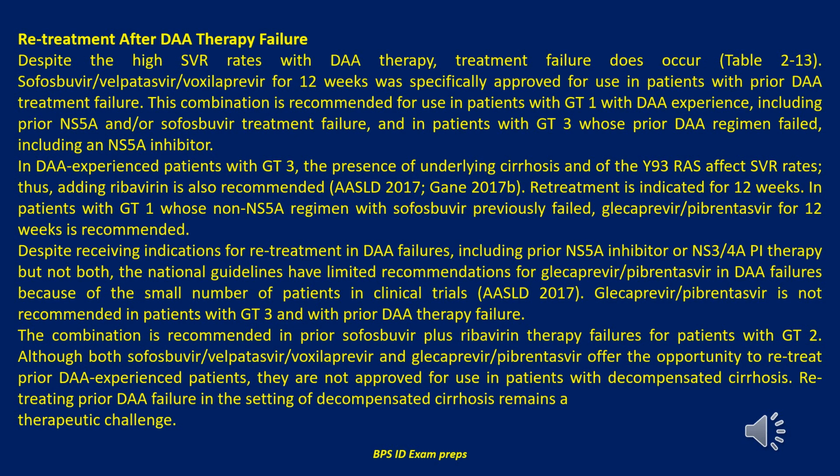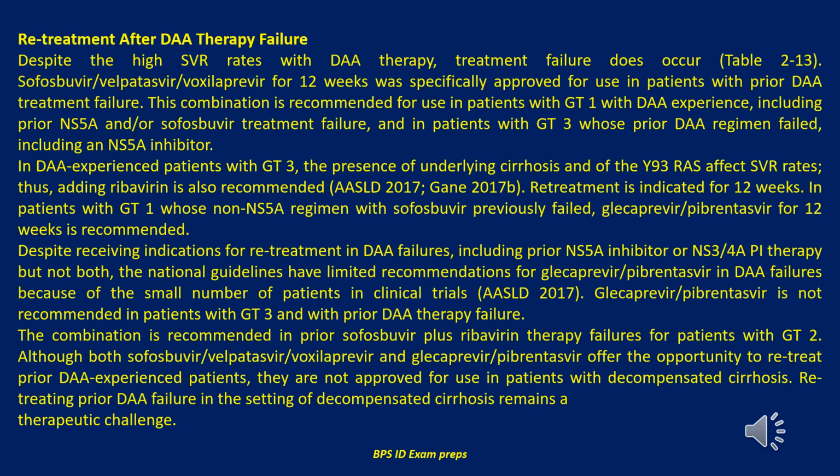Despite receiving indications for retreatment in DAA failures, including prior NS5A inhibitor or NS3/4A PI therapy but not both, the national guidelines have limited recommendations for glecaprevir plus pibrentasvir in DAA failures because of the small number of patients in clinical trials, according to the AASLD 2017. Glecaprevir plus pibrentasvir is not recommended in patients with genotype 3 and with prior DAA therapy failure. The combination is recommended in prior sofosbuvir plus ribavirin therapy failures for patients with genotype 2.